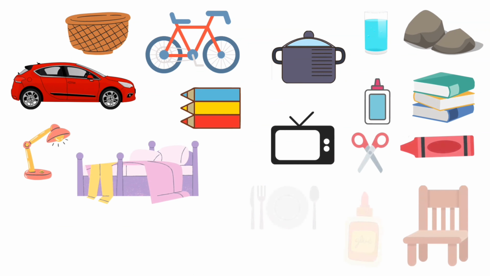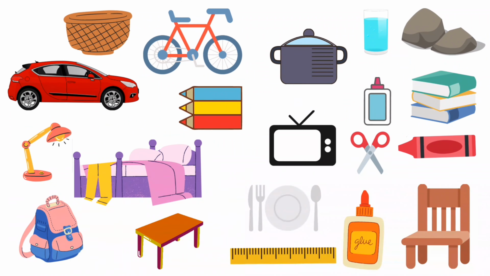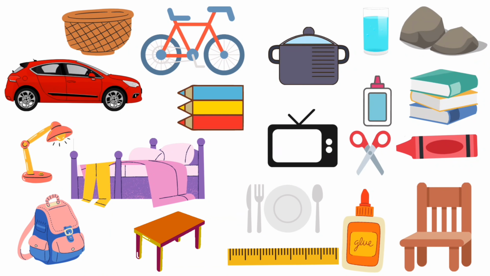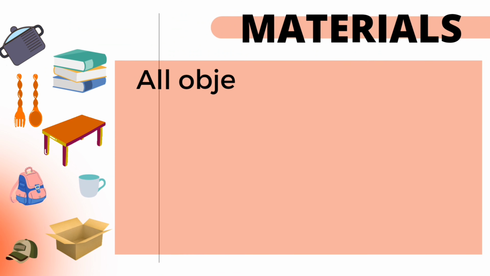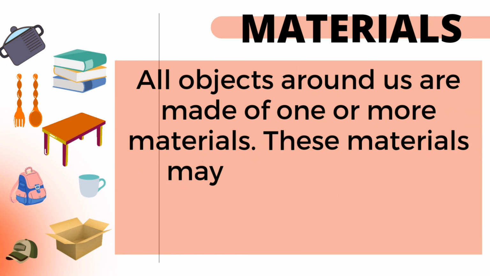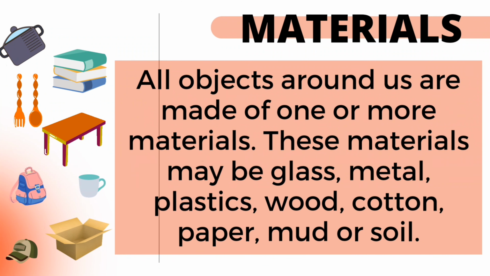We see a lot of objects around us like books, table, chair, bed, ruler, glue, utensils, stone, water bottle and many other objects. These objects are made of one or more materials. These materials may be glass, metal, plastics, wood, cotton, paper, mud or soil.